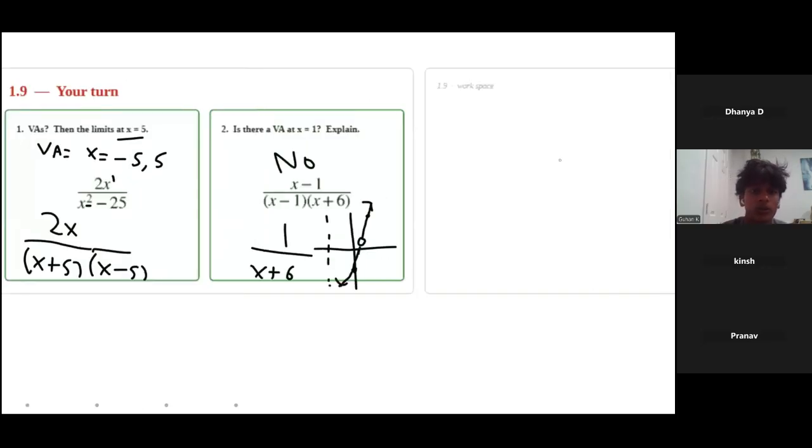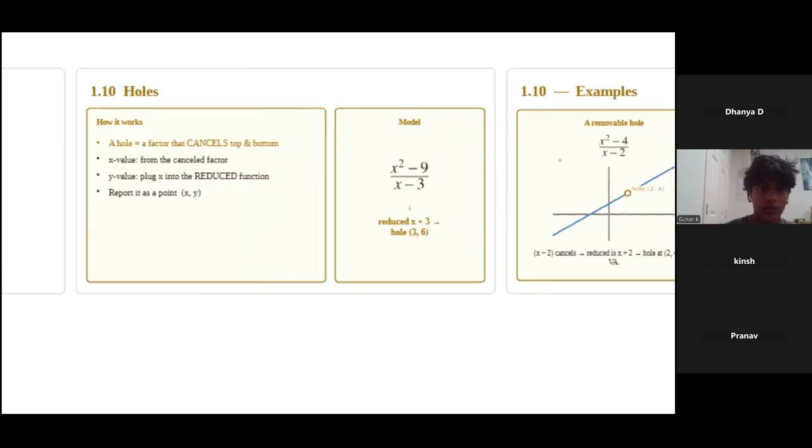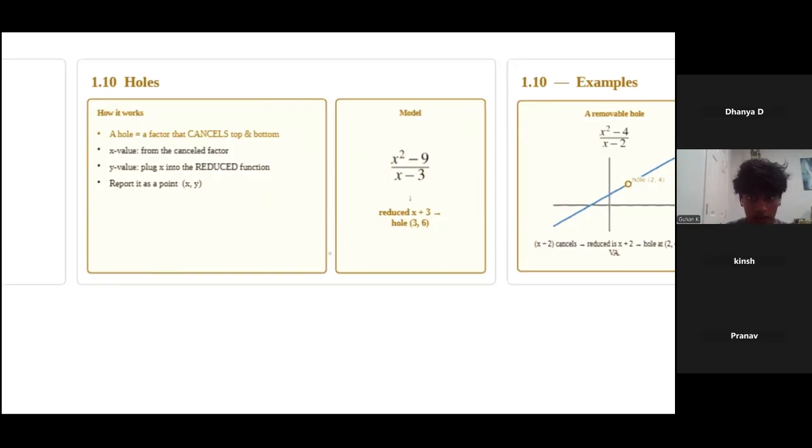All right, holes. Again, now we're actually looking at holes. A hole is a factor that cancels top and bottom. So we take the x value from the canceled factor, and we plug that x into the reduced function, and that way we get our point for the hole. So let's do factoring for this.